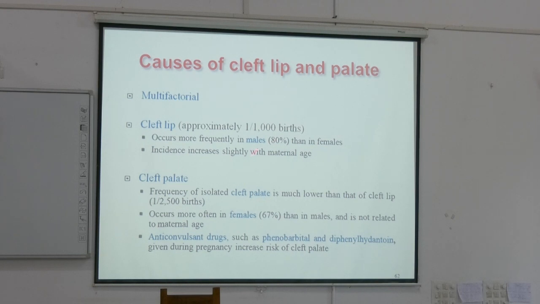So there is an incidence of cleft lip related to increased maternal age. With maternal age more than 40, that means high maternal age, there are more chances of kids developing this kind of birth defect. So this is the basic thing about cleft lip.